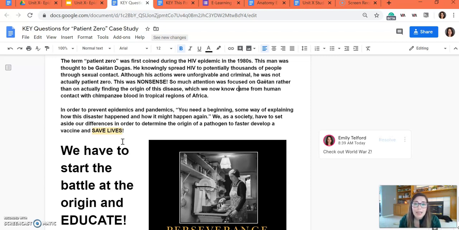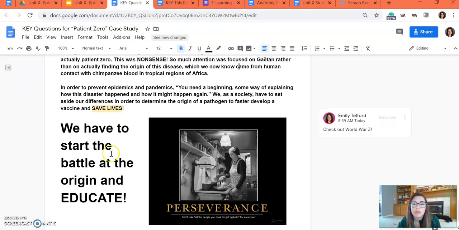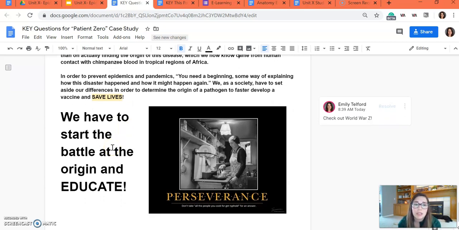We as a society have to set aside our differences in order to determine the origin of a pathogen to faster develop a vaccination and save lives. So we have to start the battle at the origin, and we have to focus on education about the disease. Put aside our differences and focus on saving lives.